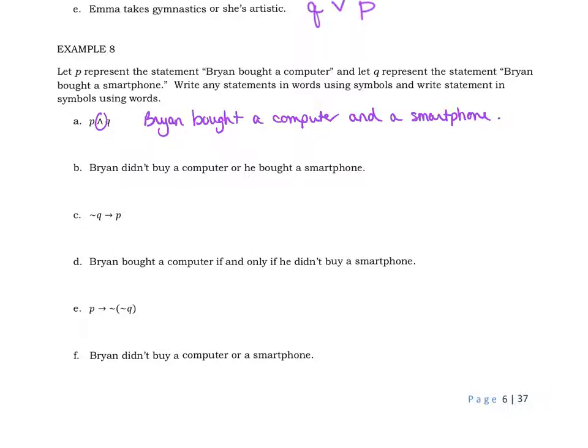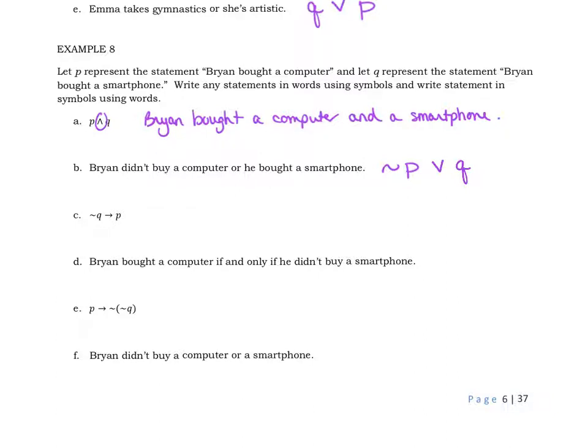All right, now we've got one in words. Brian didn't buy a computer. Okay, so we've got the not, so not, and a computer is our statement P, buying a computer, or, that symbol is like a V, he bought a smartphone. Okay, and buying a smartphone is our statement Q. So not P or Q.